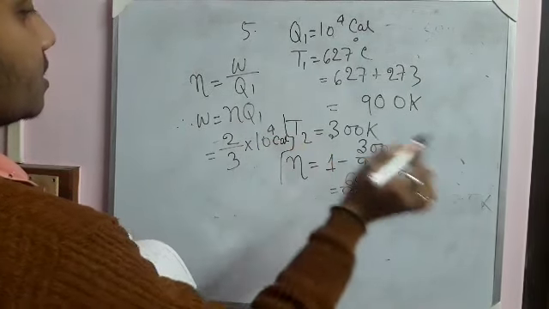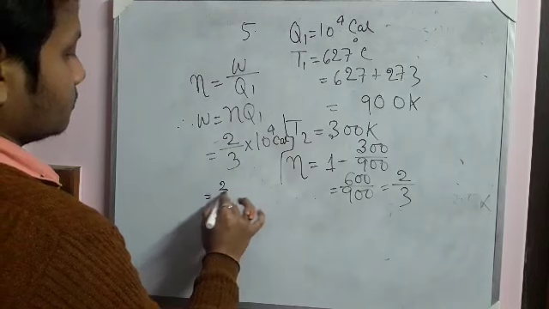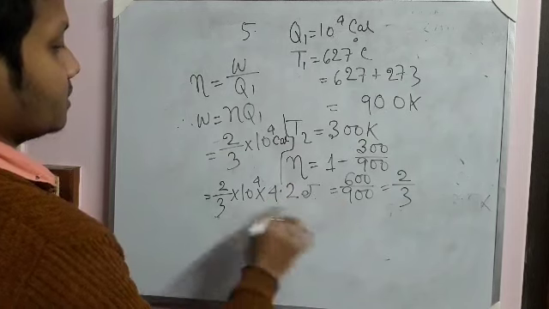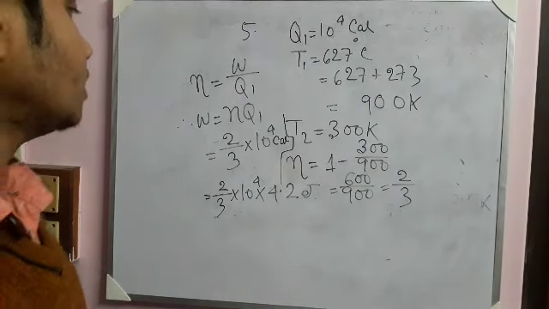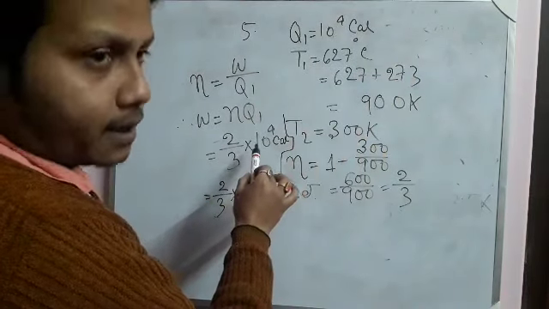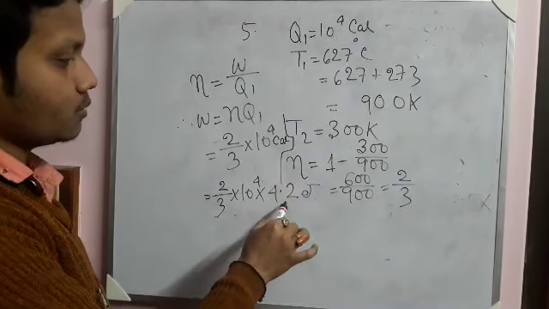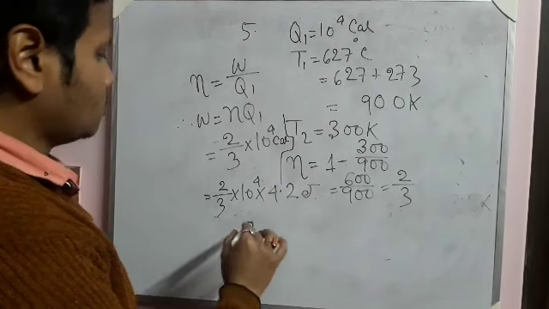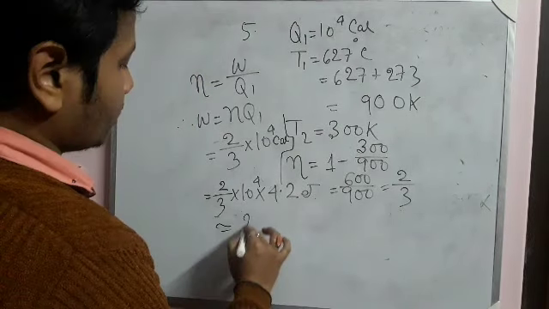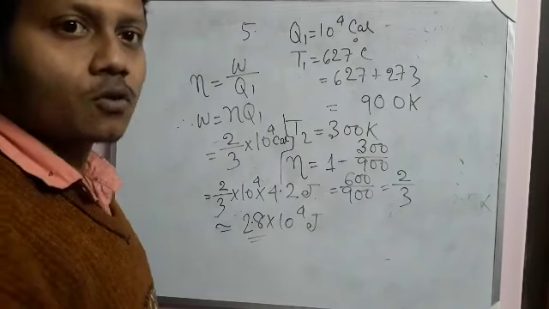Since the unit is calorie, I can write calorie here, but if you convert into joule, no problem. 1 calorie equals 4.2 joule, so multiply this by 4.2 and the answer will be in joule. If you do it in a calculator, the result is 2.8 into 10 to the power 4 joule. Okay, fine. So this is all for today.